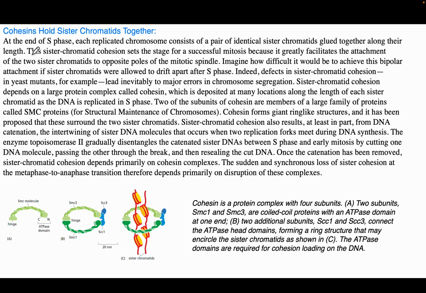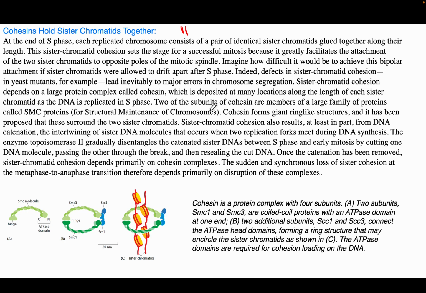Now, how do cohesins hold sister chromatids together? What is the role of cohesins? They hold the sister chromatids together. So what happens when the cell is at S phase? Each replicated chromosome consists of a pair of identical sister chromatids that are glued together along their length. This sister chromatid cohesion sets the stage for a successful mitosis because it greatly facilitates the attachment of the two sister chromatids to opposite poles of the mitotic spindle.